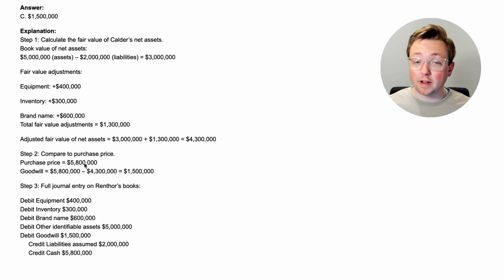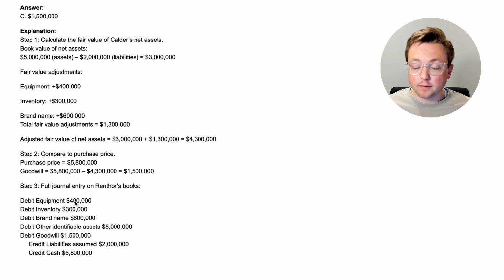So the purchase price was $5,800,000. And so the goodwill is going to be $1,500,000 because again, it's the purchase price of $5,800,000 less the actual fair value. So they were obviously willing to pay $1,500,000 extra for this business. They thought that was the amount of goodwill it was worth. So now let's look at the journal entry for this.